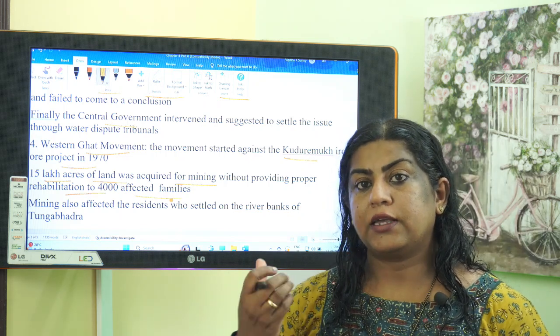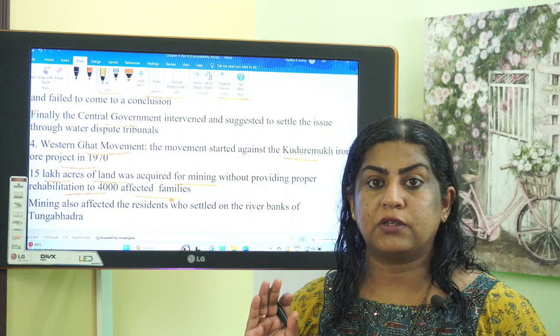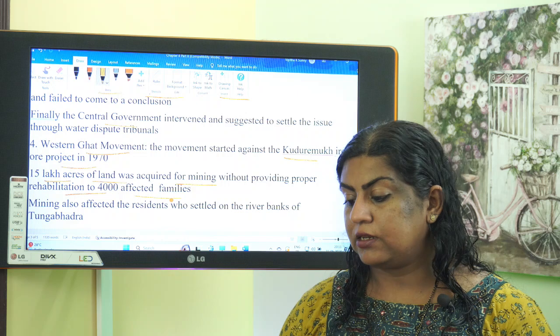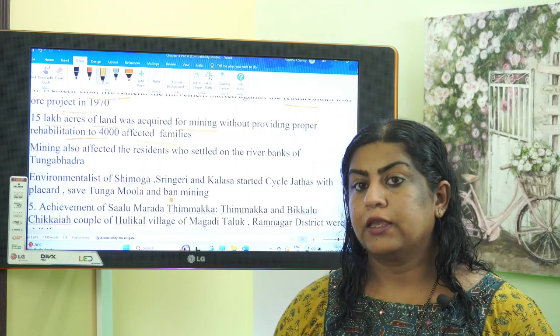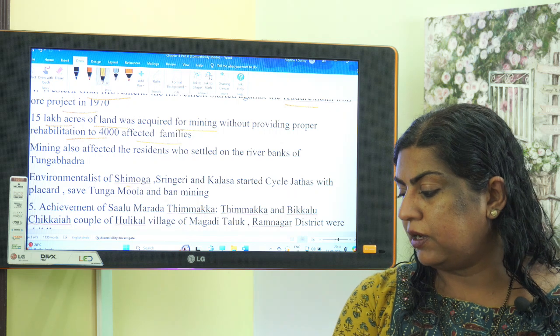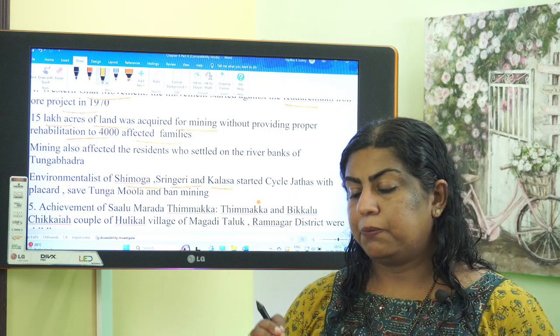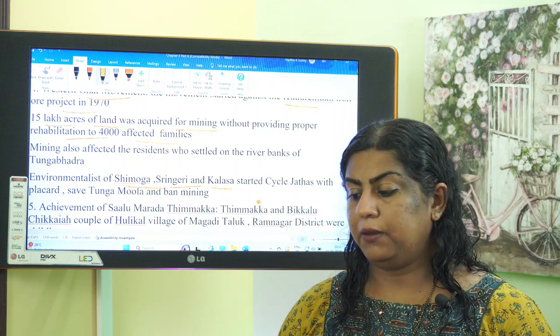When the land was acquired for mining, proper rehabilitation was not provided for almost 4,000 families. Mining also affected the residents who settled on the river banks of Tungabhadra. So they were also affected. Environmentalists of Shimoga, Sringeri and Kalasa started cycle jathas with placards saying Save Tungamula and ban mining. That is how they protested.